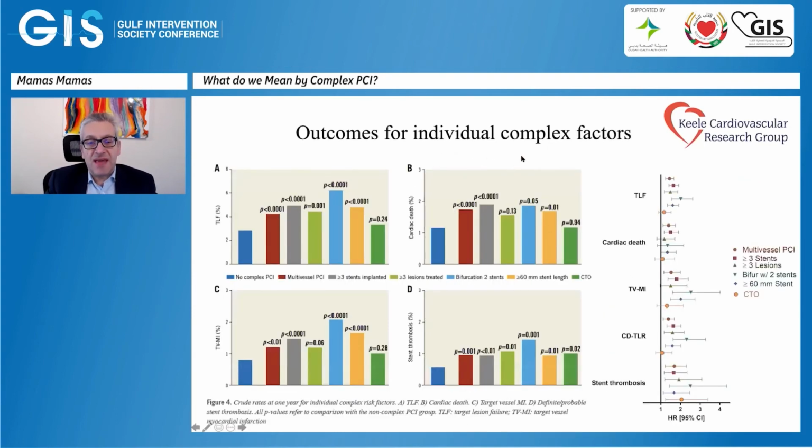We also see that the outcomes for individual complex lesions vary. You can see that actually the worst outcomes are for bifurcations with 2 stents, whereas for CTOs, certainly in this registry, there doesn't seem to be an excess risk of target lesion failure or cardiac death. Although for CTOs, we did see an increase in the risk of stent thrombosis. So really, this is telling us that for complex lesions, the outcomes of the PCI very much depend on the nature of the complex lesion.